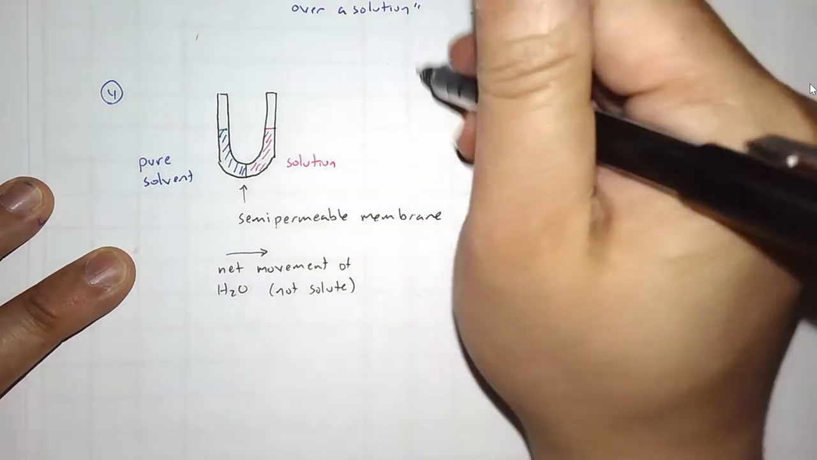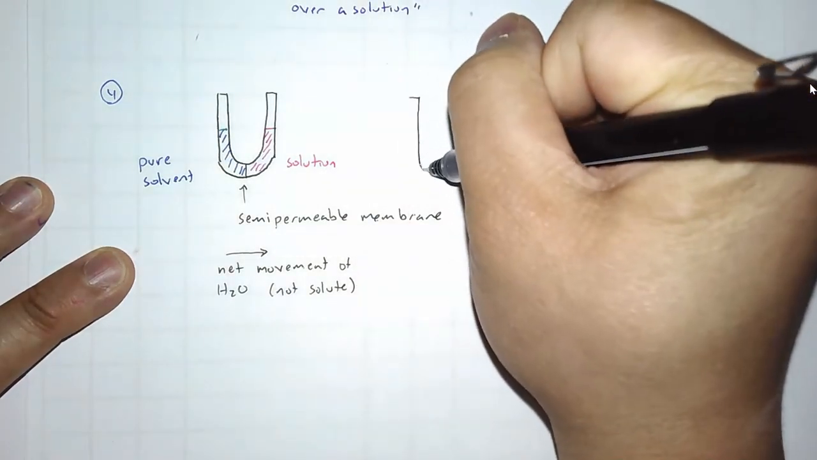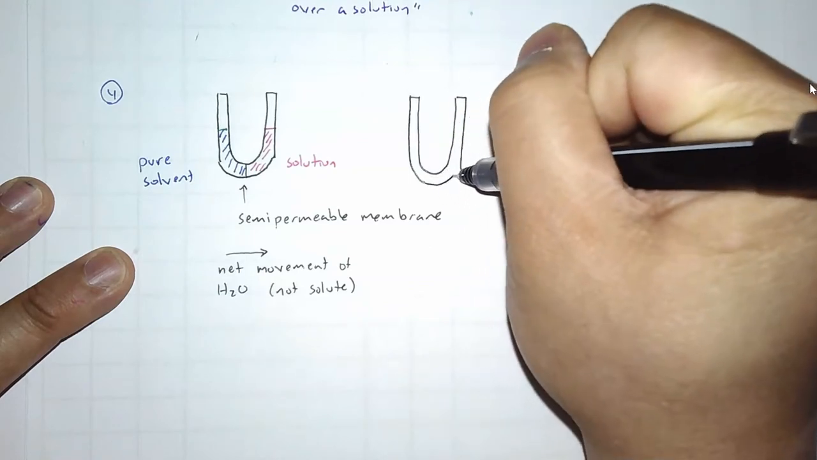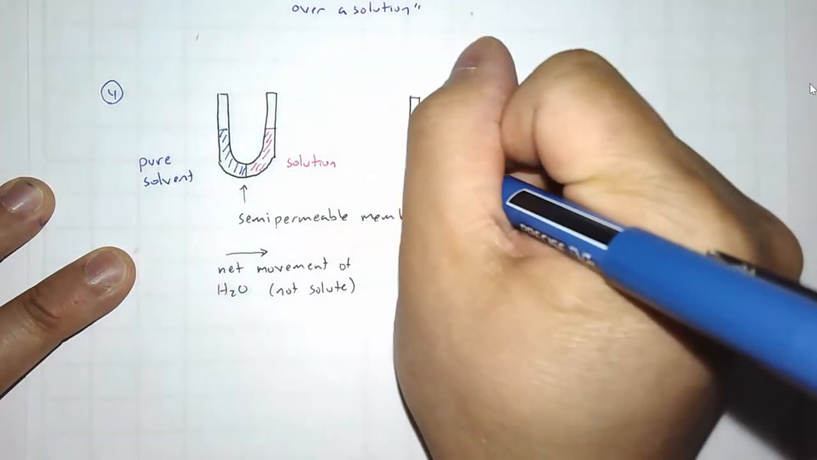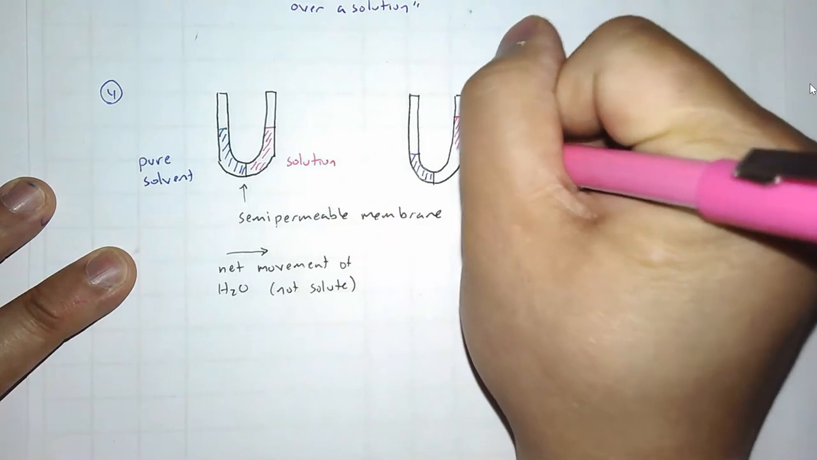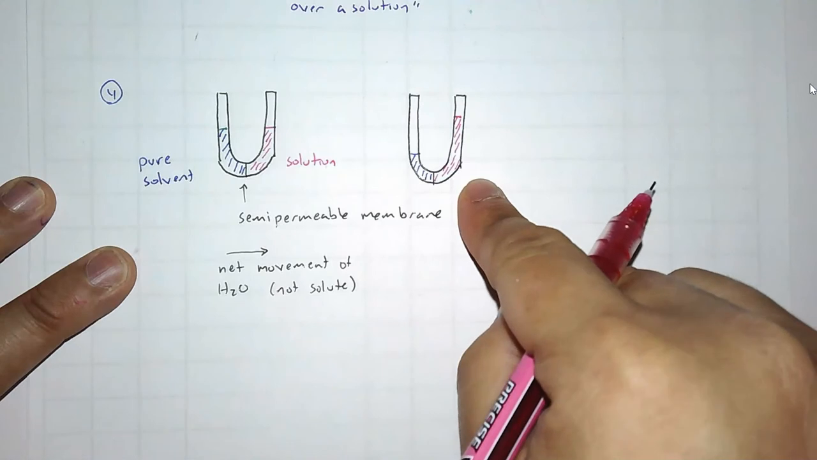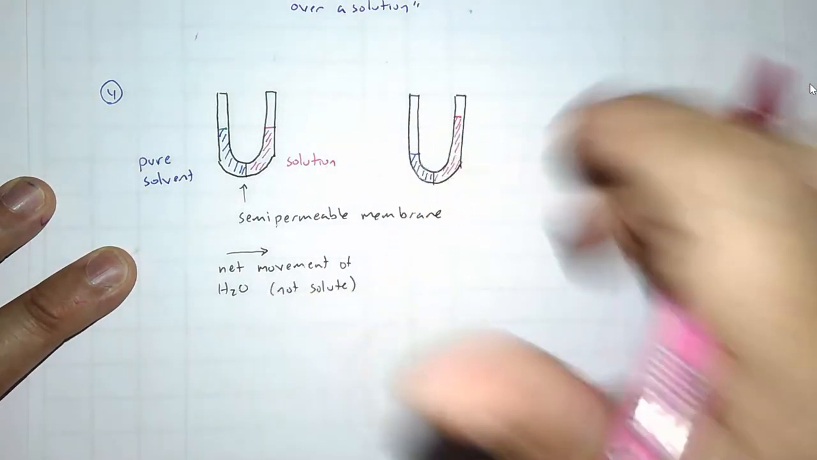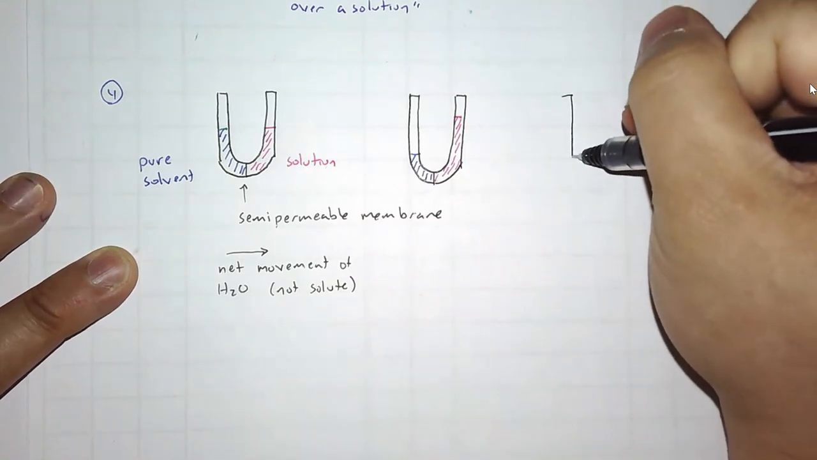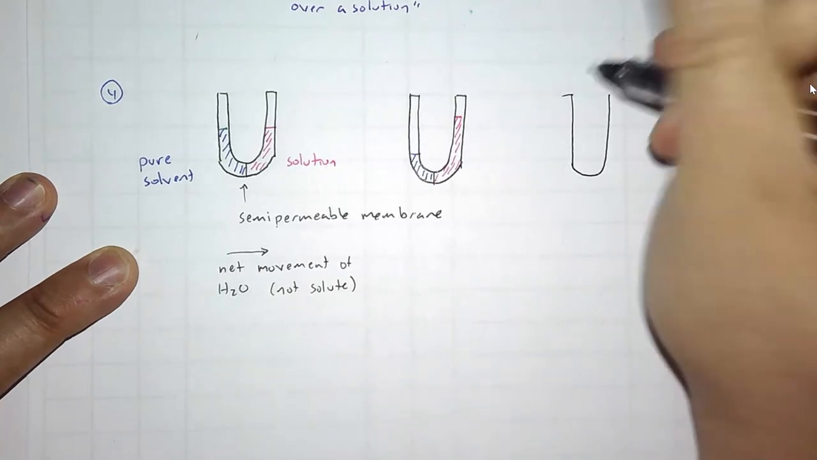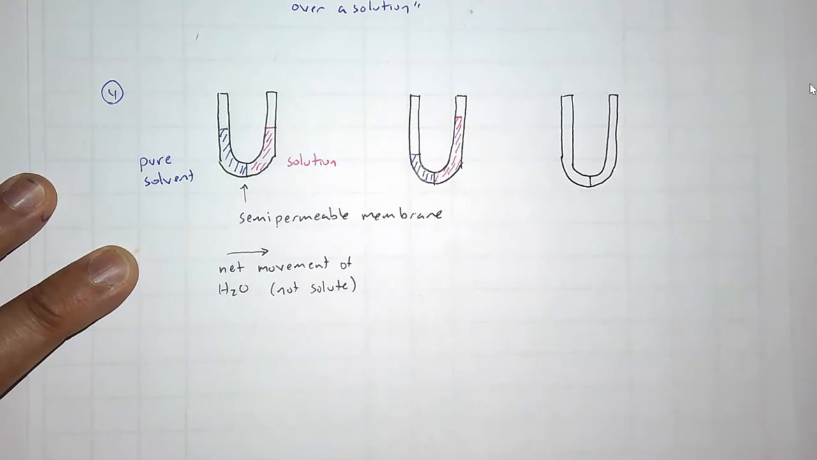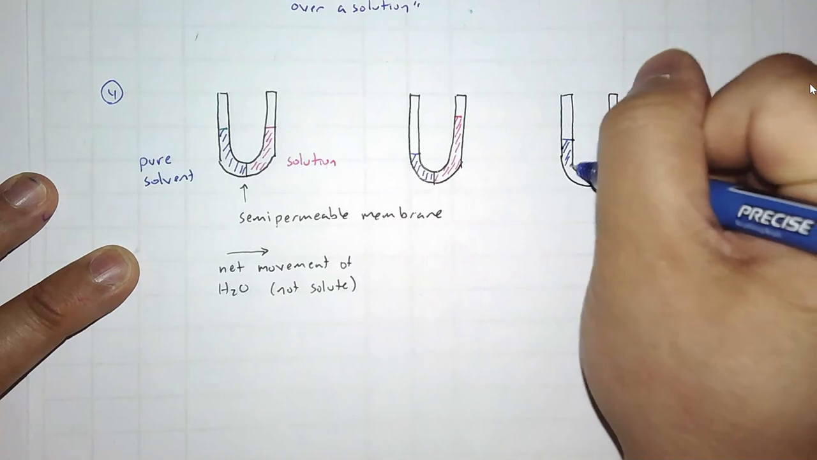Give this setup some time, and what you get is different levels of each liquid. We have now pure water on the left, and some of that water had traveled to the right, raising the level of now the solution. So sure, the solution is now diluted, but the fact of the matter is that water is rushing to the left. What is osmotic pressure? Osmotic pressure is the pressure required to prevent this from happening. And we're going to go back to the original heights of each liquid.